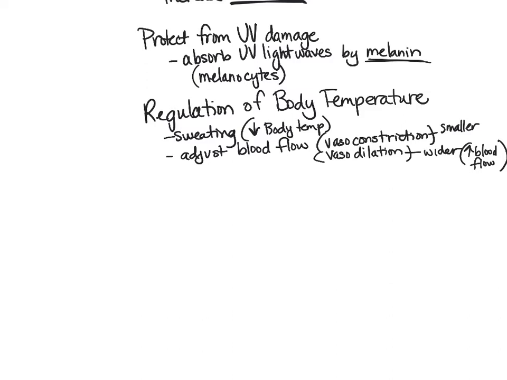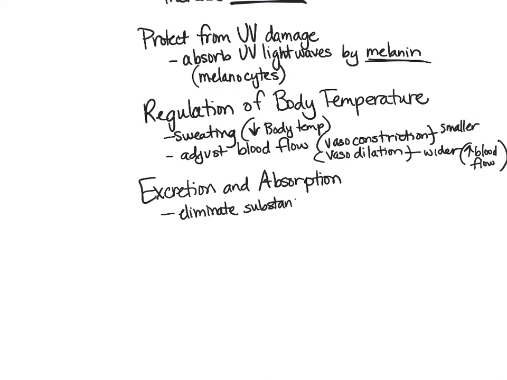So another function of the skin is excretion and absorption. So excretion and absorption, so we're able to eliminate different substances in sweat. So if we have any toxins, we can get rid of some of the toxins in our sweat. That will just go into the sweat glands and will leave through the sweat and then be evaporated, so that can be lost in that way.